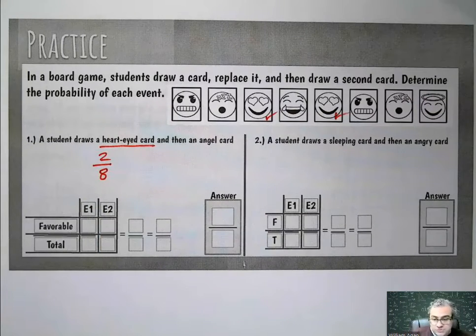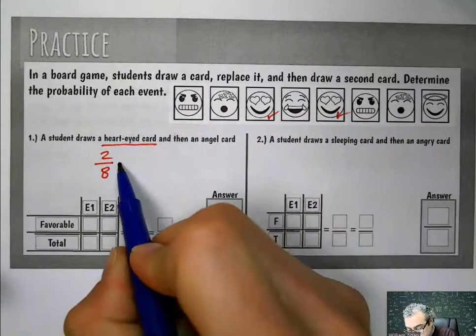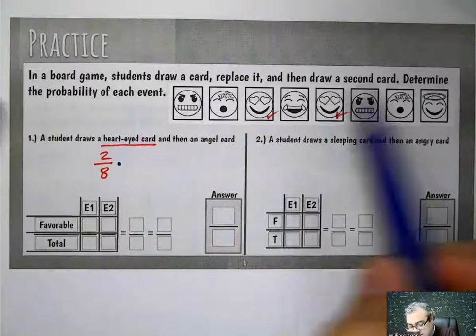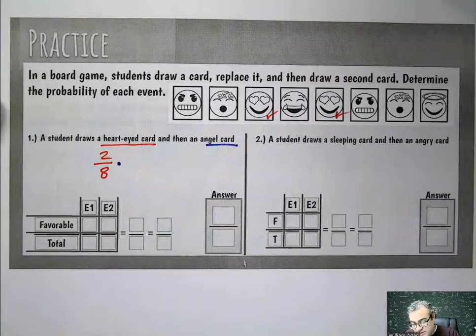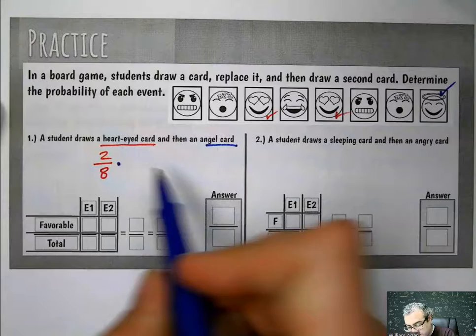And I would multiply that with the next event, an angel card. How many angel cards are there? Okay, well this one right here, only 1.